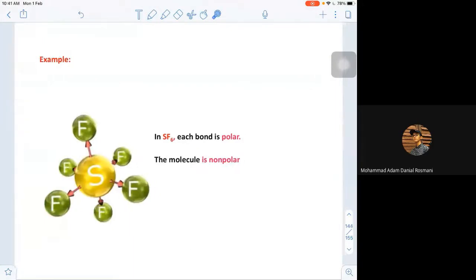Another example is SF6. We know that SF6 is octahedral. If I redraw the structure, we have a sulfur with an octahedral shape and 6 terminal fluorine. The bonds are all polar towards fluorine.